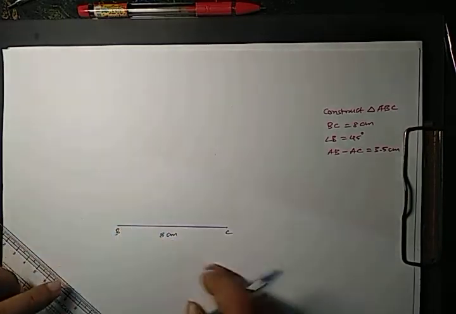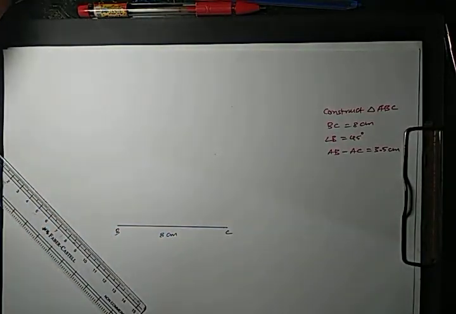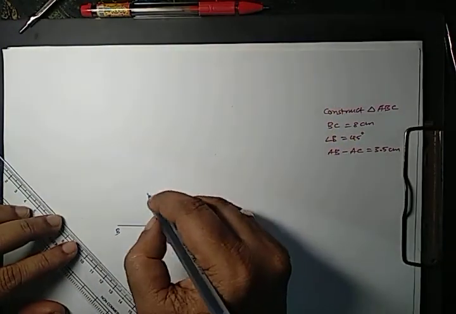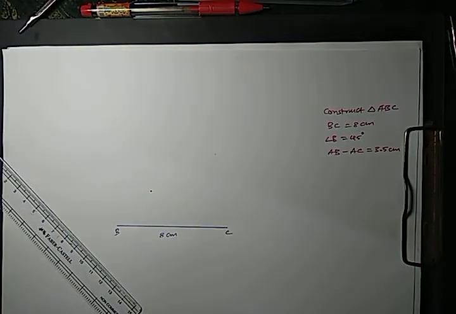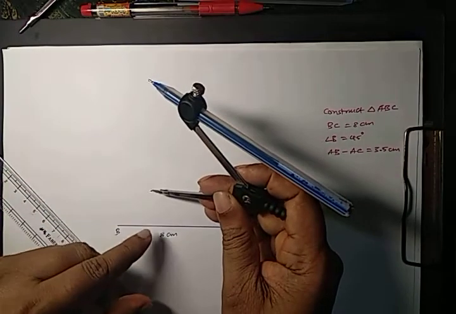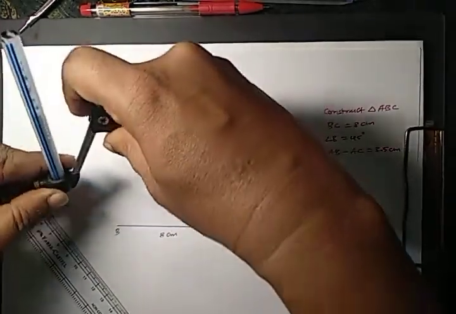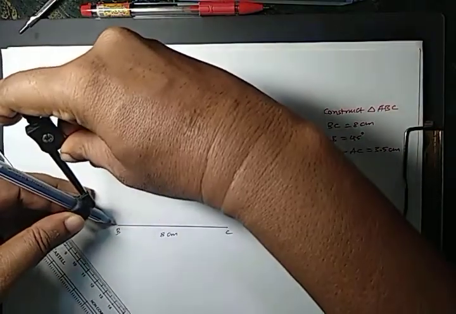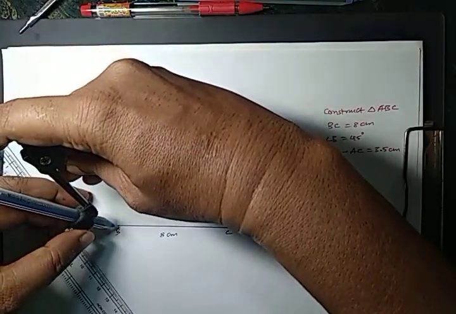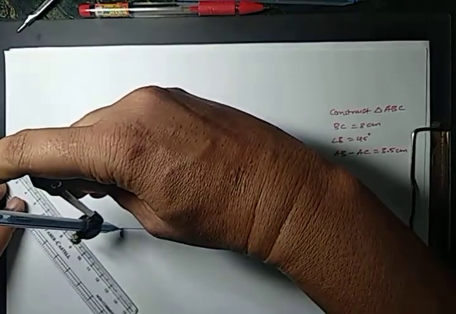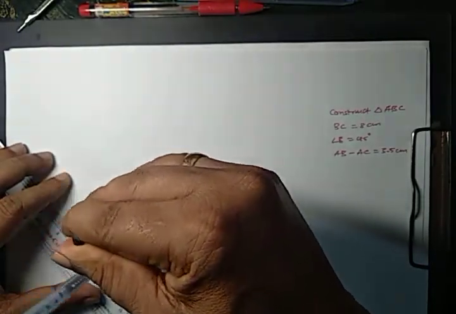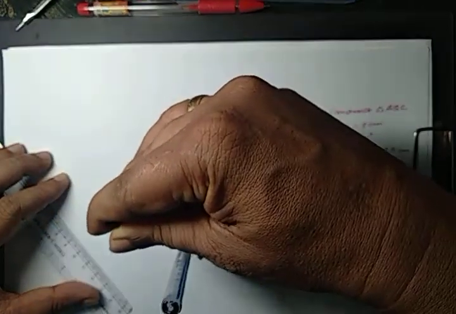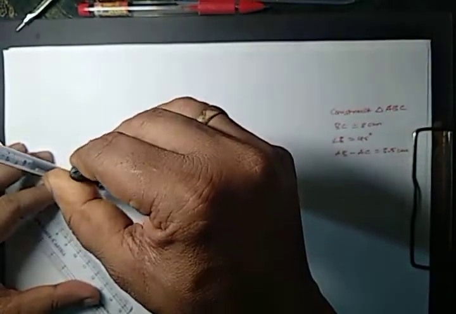Now I need 45 here, so for that first I should make 90. I'm just taking a point here anywhere. Keeping this point here, I take it to B. I'm just cutting it here to both places, here also, there also, and I take it more than that.